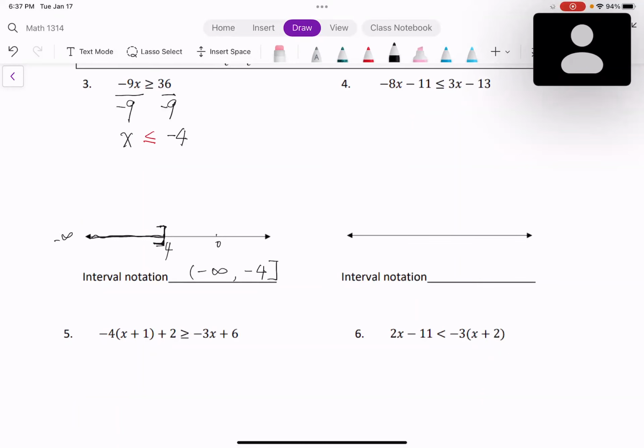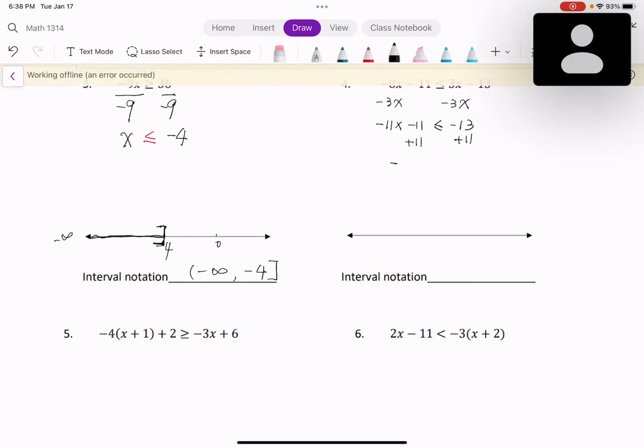Next example, we are solving for the x. We need to move all the x together. If you like to move them to the left, we must subtract the 3x from both sides. Let's subtract the 3x, subtract the 3x. We have -11x minus 11 less than or equal to -13 plus 11 on both sides. Negative 11x is less than or equal to -2.